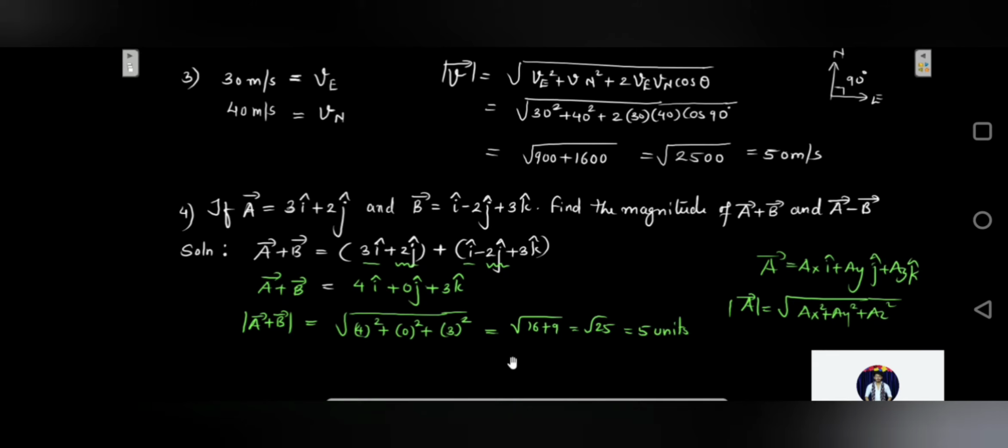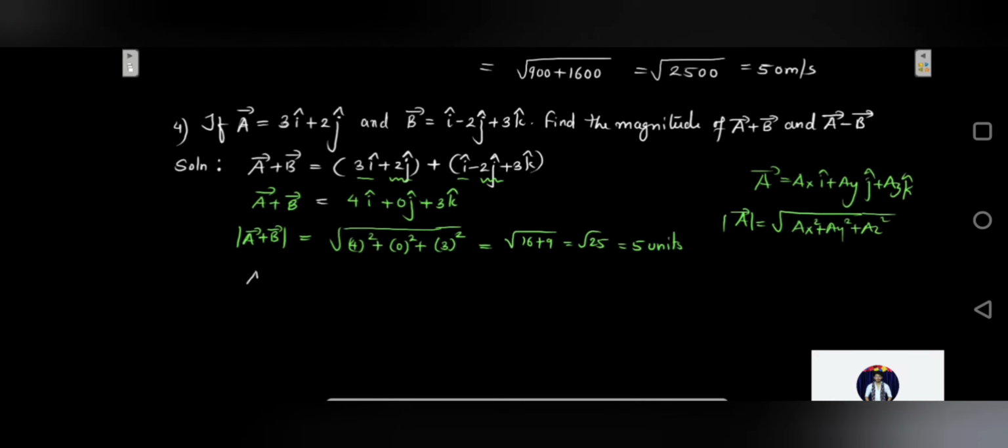Now we will find out a minus b. Vector a minus vector b. So what we are going to do here? 3i plus 2j minus i cap minus 2j cap plus 3k cap. So here it's going to be 3 minus 1 will be 2i. 2 minus of minus will be plus. So 2 plus 2 will be plus 4j. Here it's 0. So 0 minus 3 will be minus 3k cap.